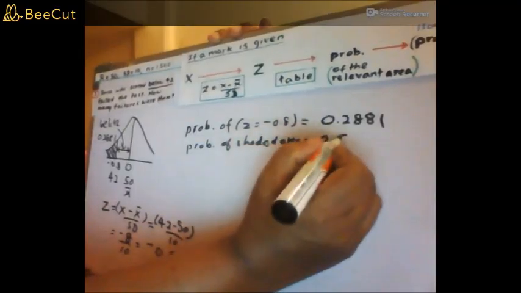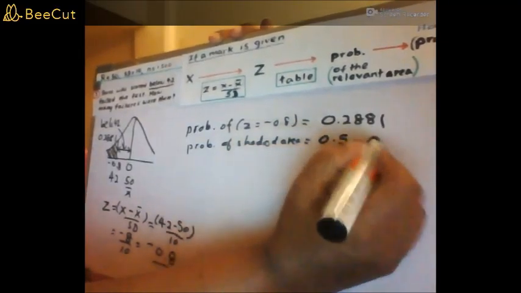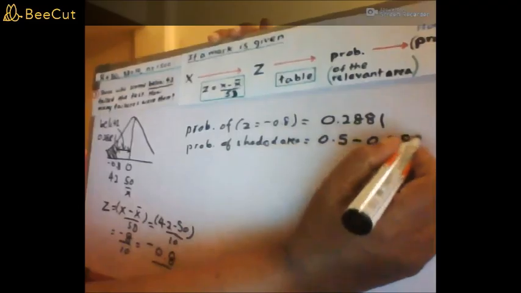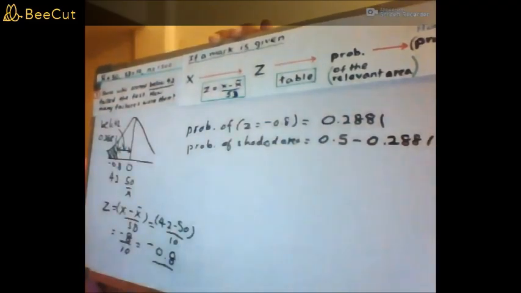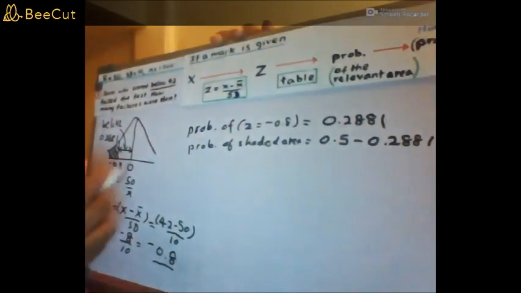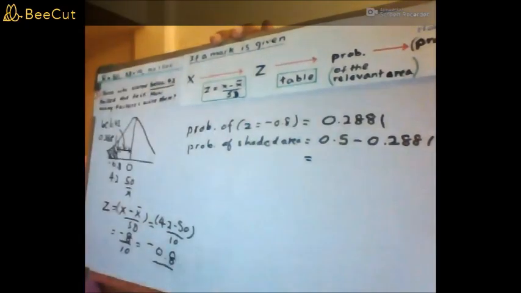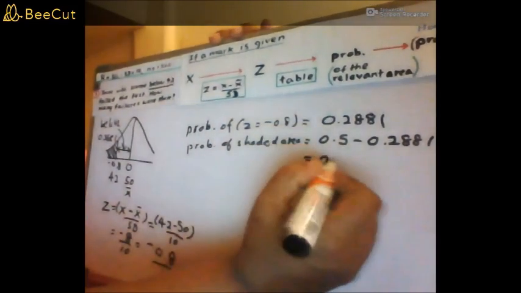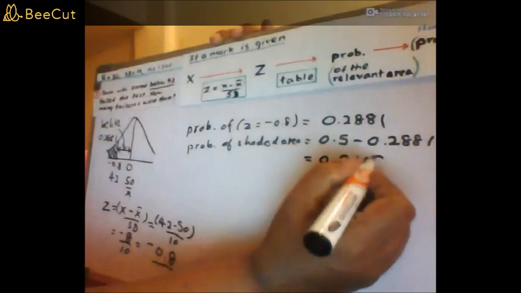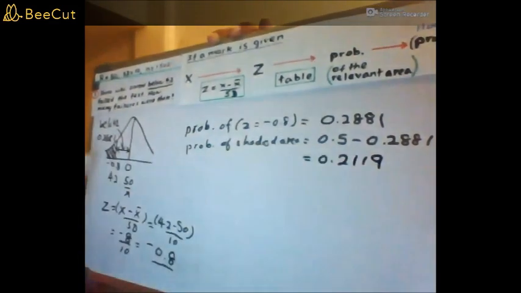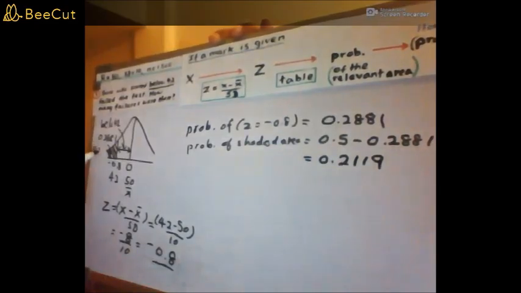0.5 minus 0.2881. So you do it manually and get the answer. The answer is 0.2119. That is this one, 0.2119.